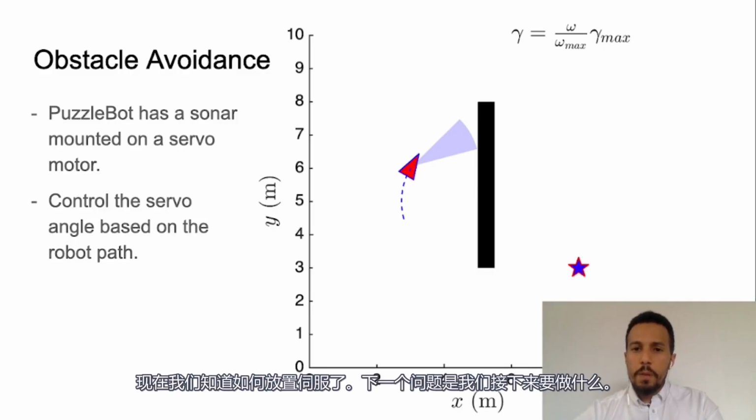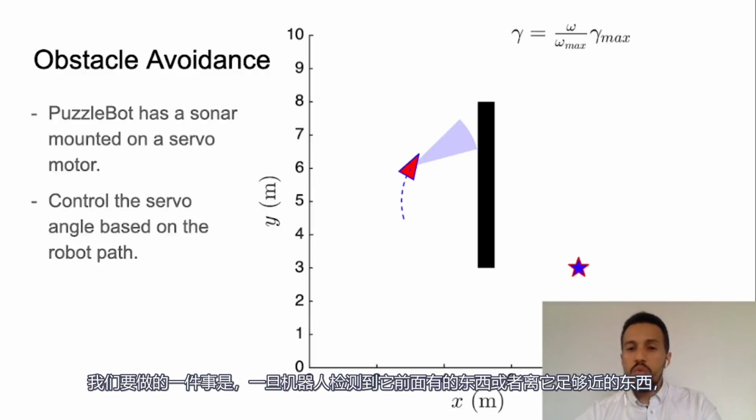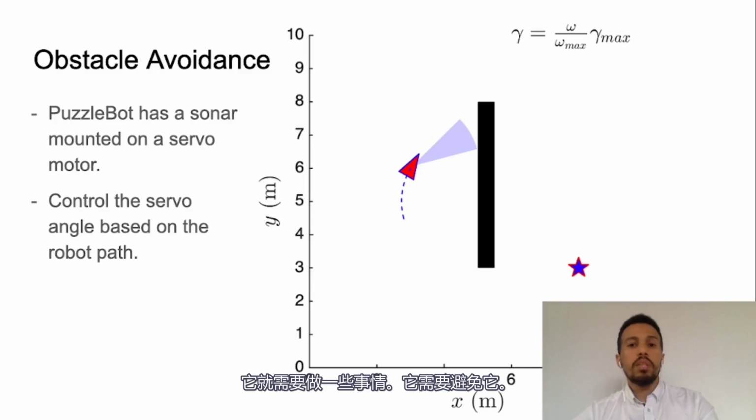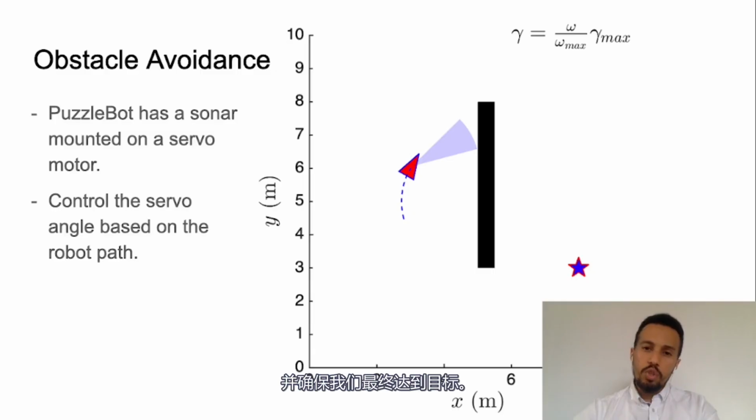Okay, so now we know how to place our servo. The next question is, okay, what do we do next? One of the things that we do is, as soon as the robot detects something in front of it, or something that is close enough to it, it needs to do something. It needs to avoid it. So what kind of strategy should we use to avoid this particular obstacle, and also make sure that we go to the goal eventually?